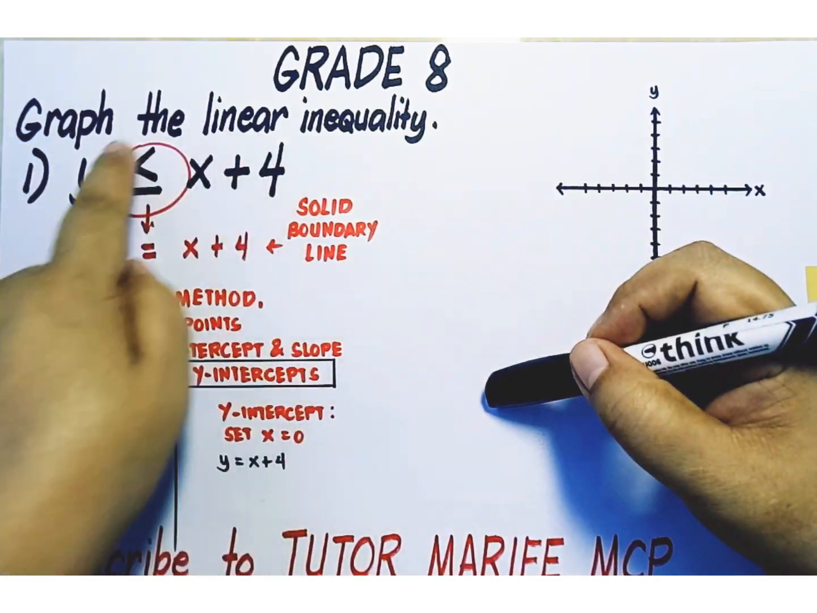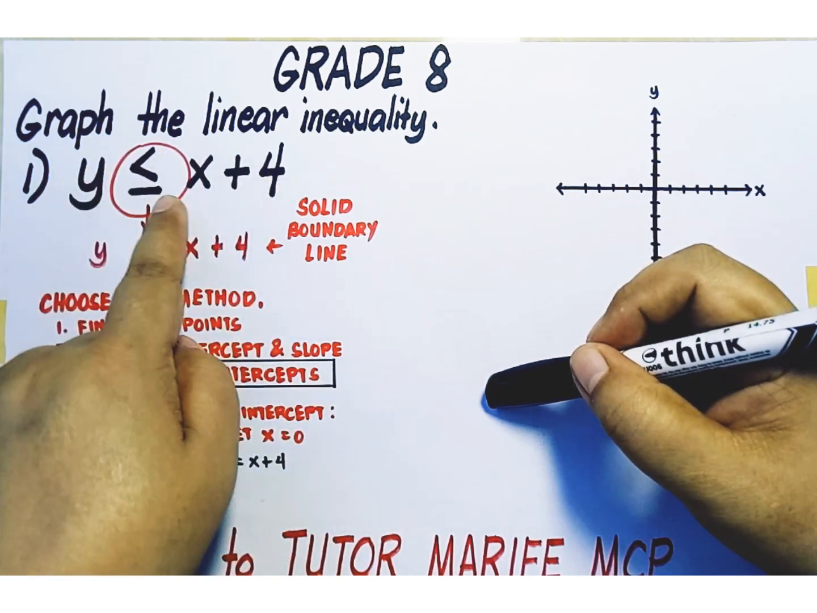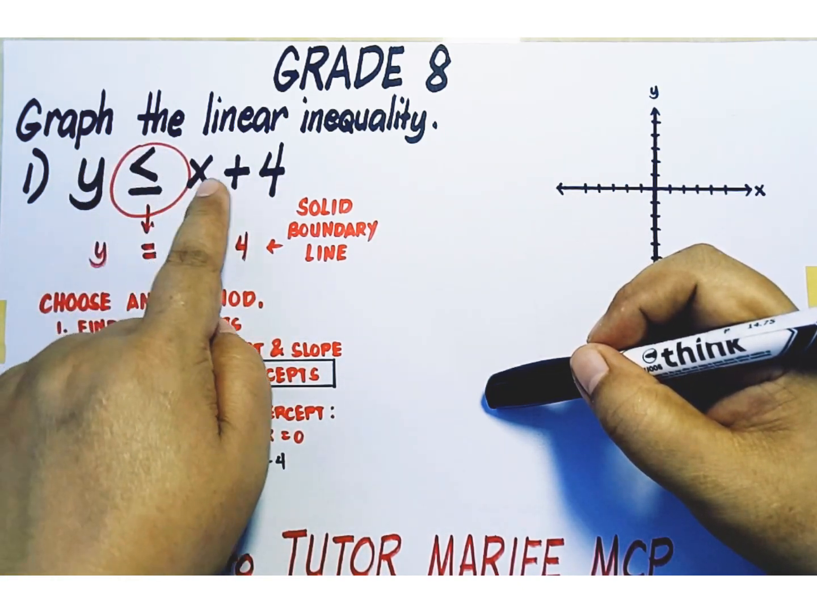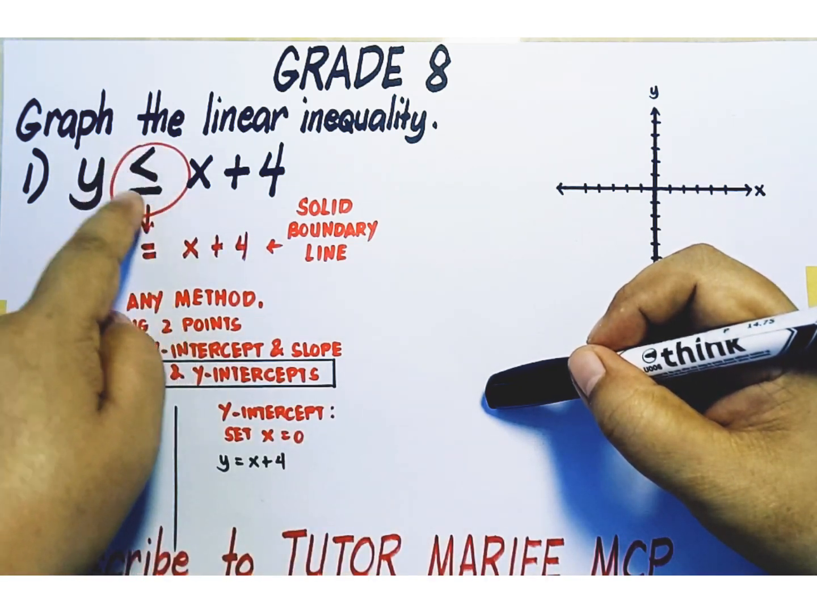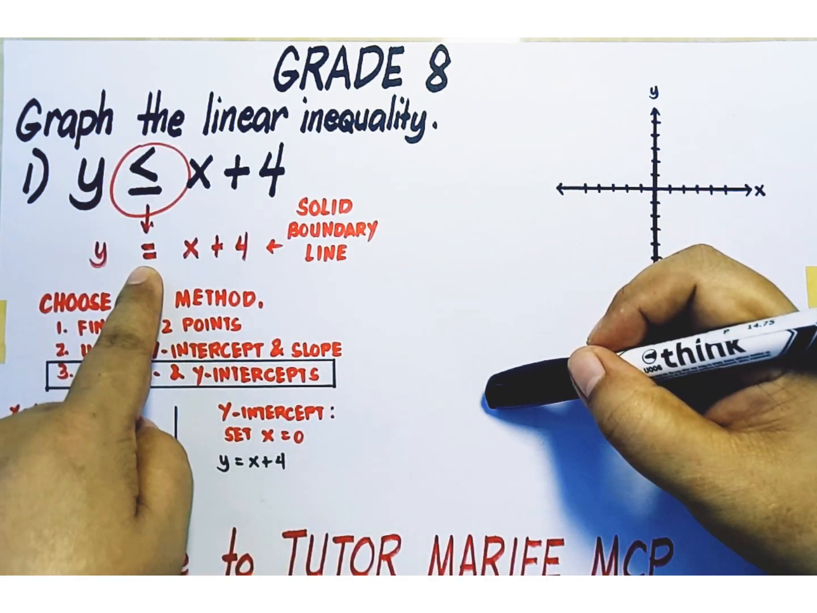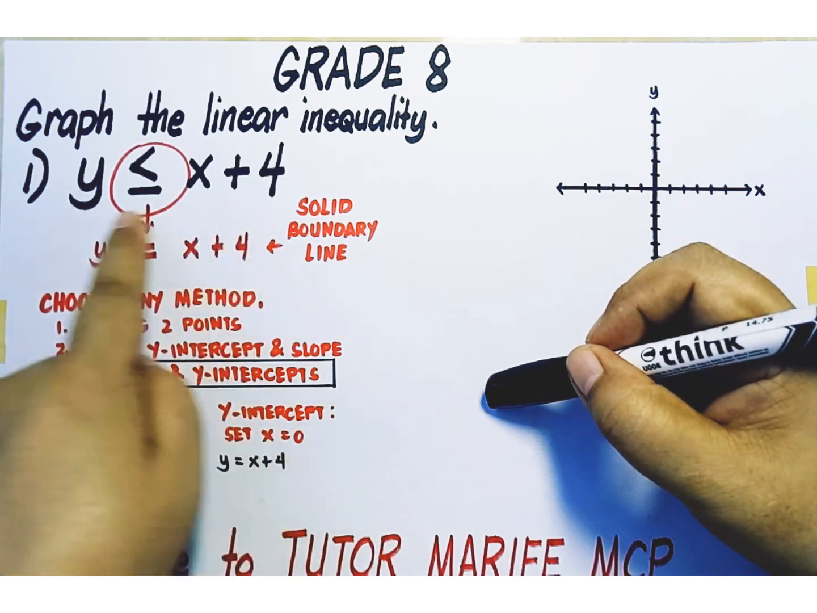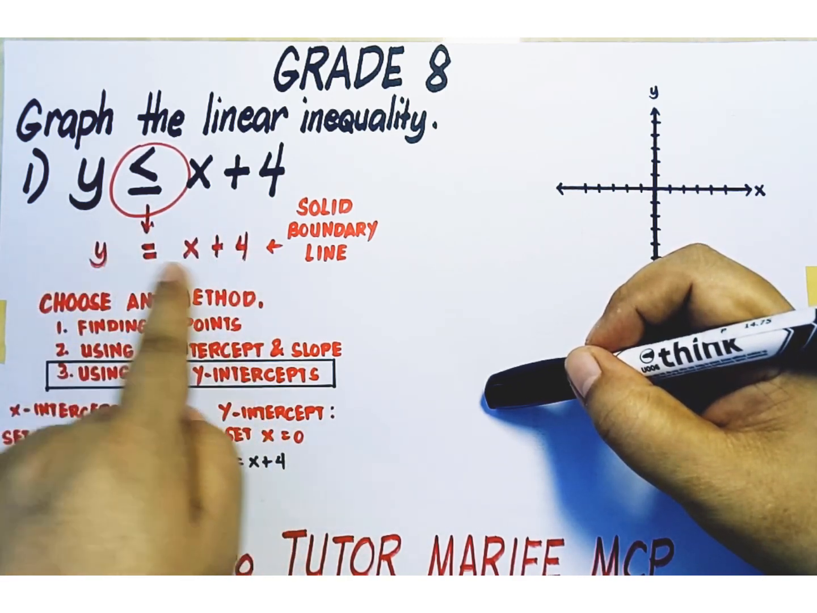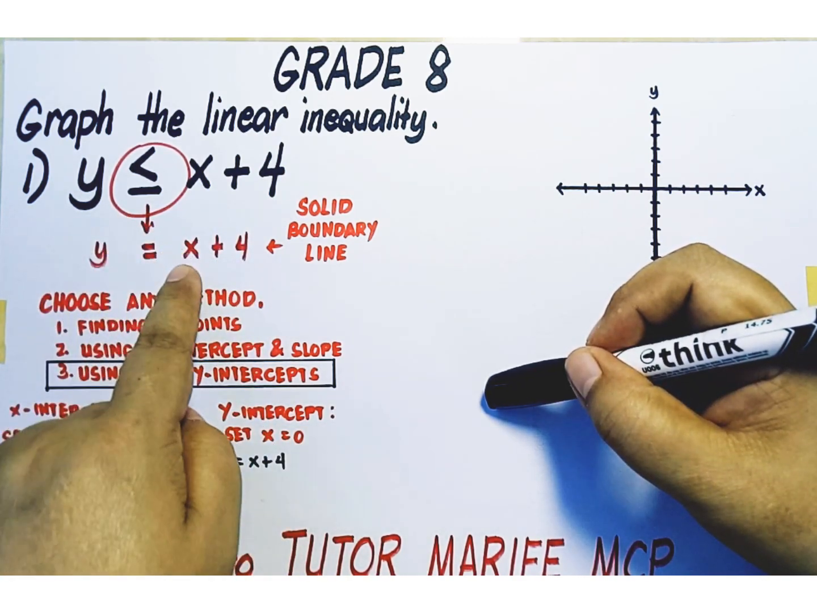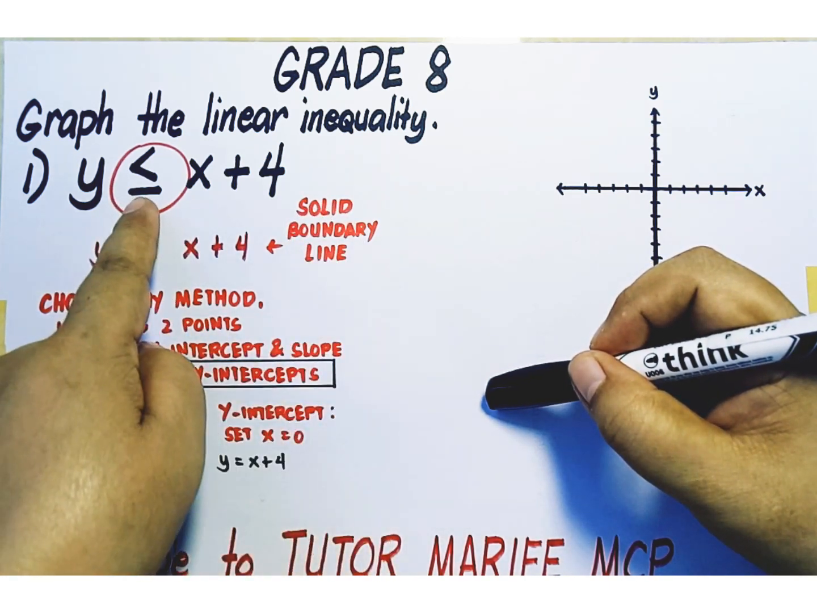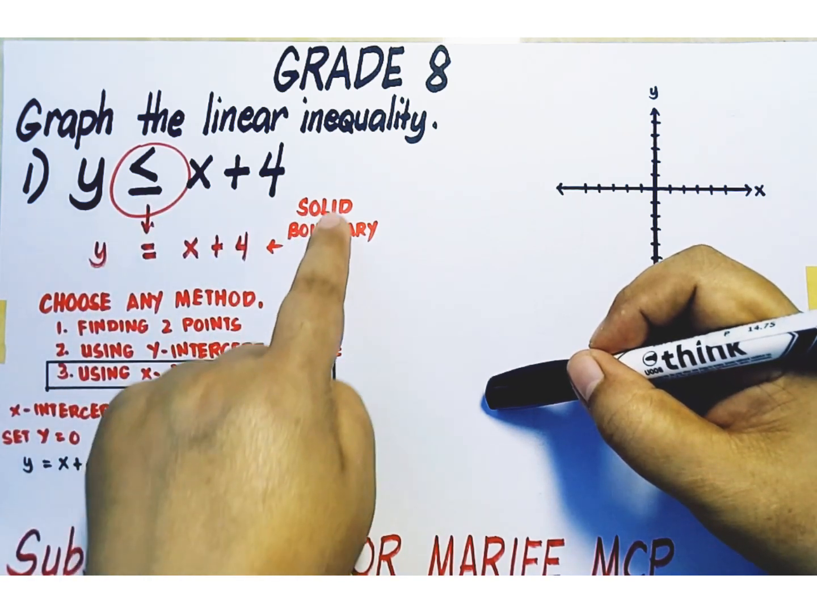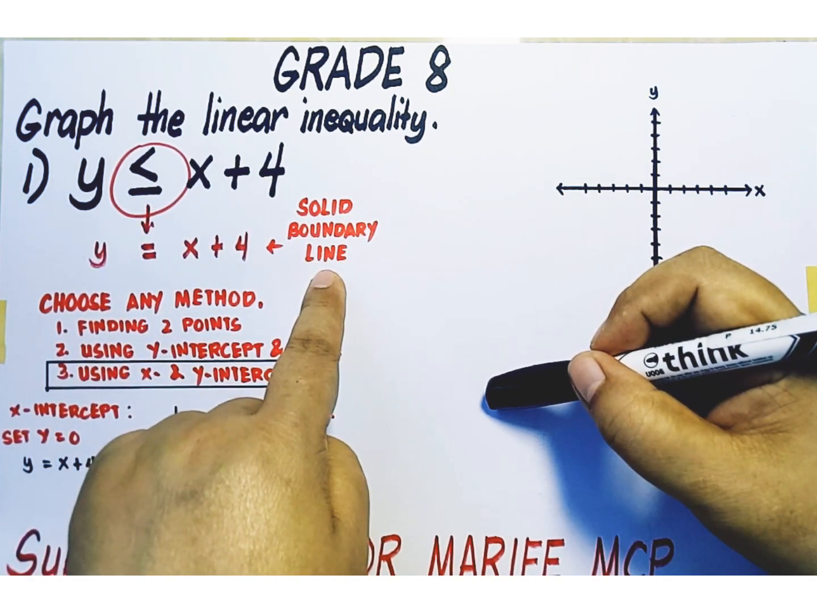Let's graph the first given linear inequality. We have y is less than or equal to x plus 4. Step 1, replace the inequality symbol with an equal sign. The related equation is y equals x plus 4. This is the equation of the solid boundary line. Note that there is an equal component to the given symbol, so we have to use a solid boundary line.